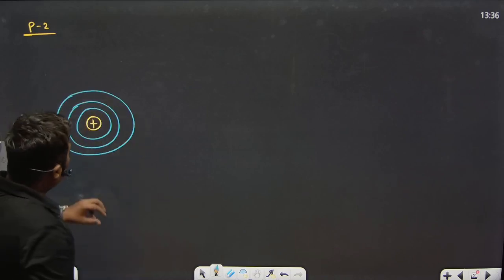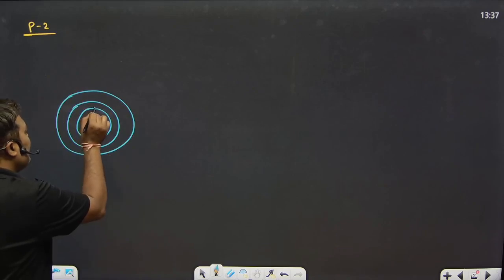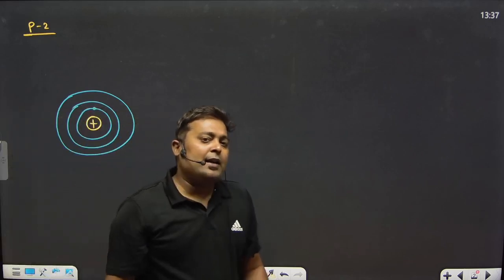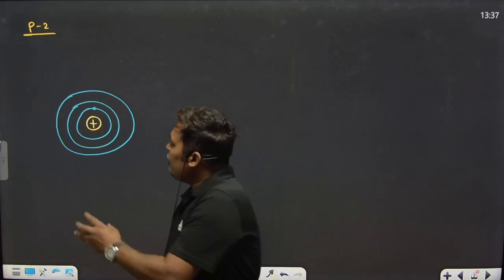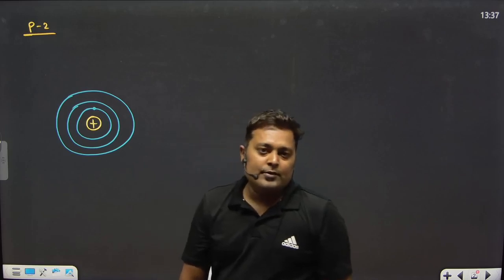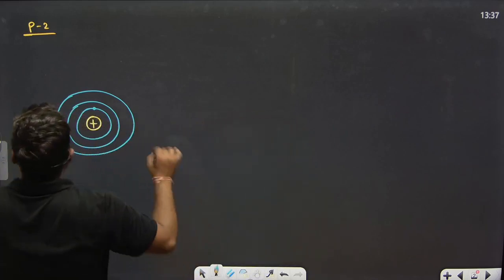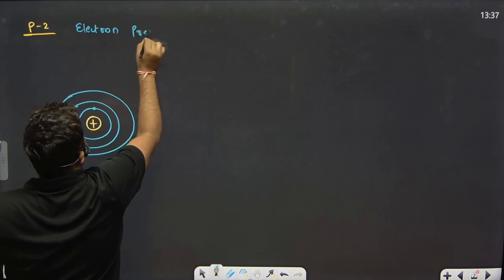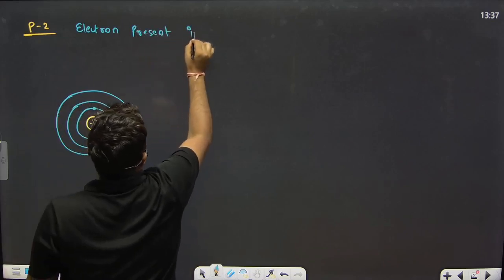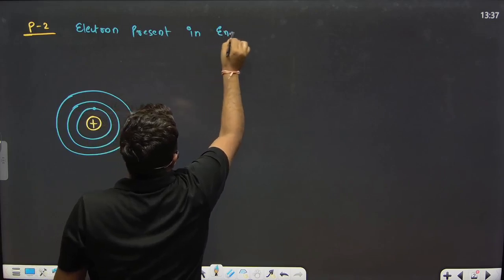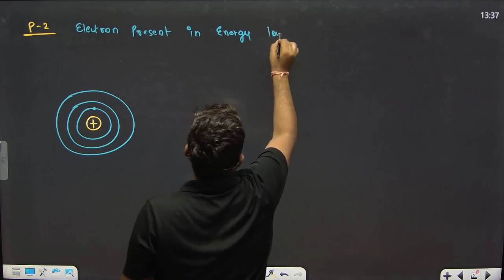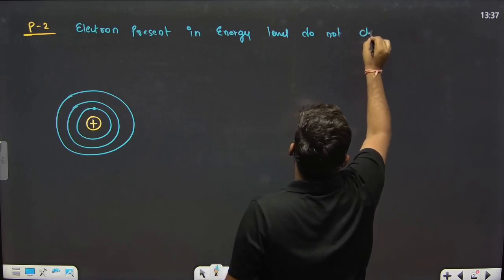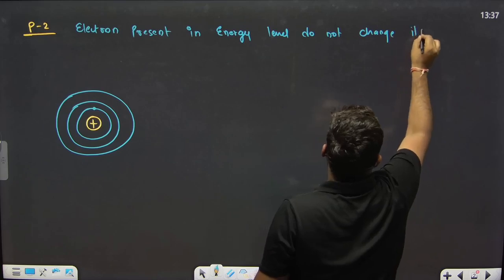If any electron is present in the first energy level, it is going to stay in the first energy level forever, unless we make any change in the energy of this electron. Let me just write it down. P2 says that an electron present in an energy level does not change its energy, and that is the important point.